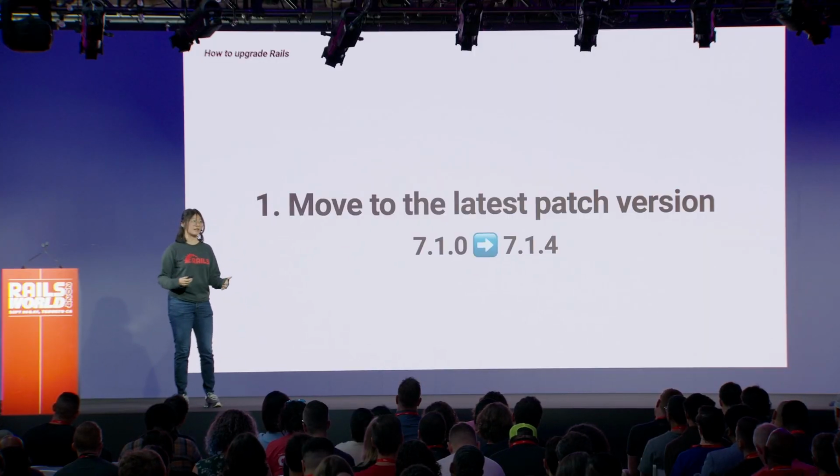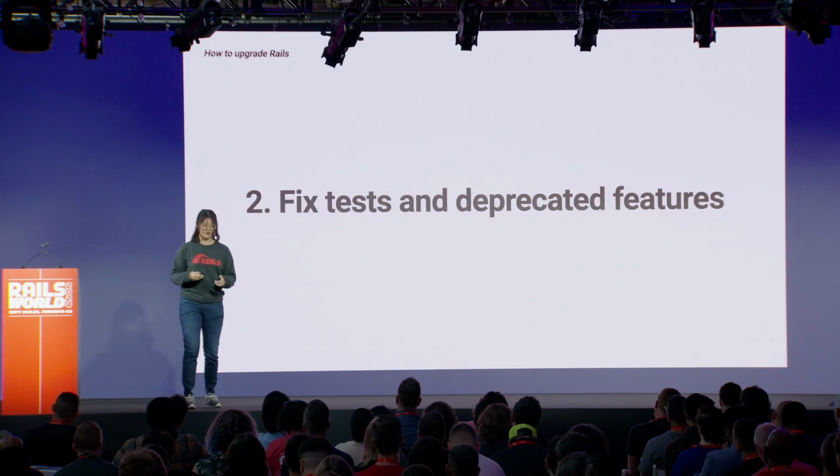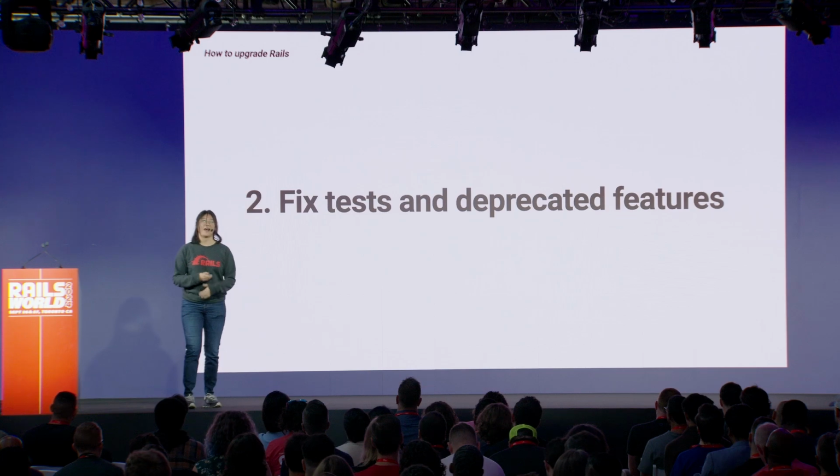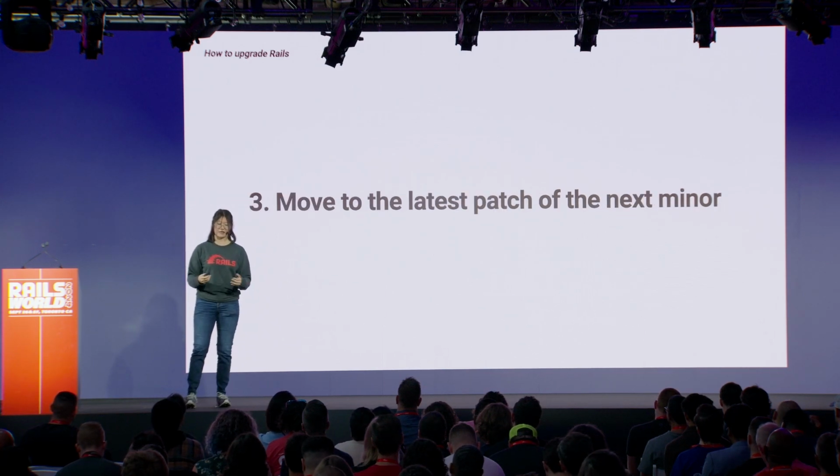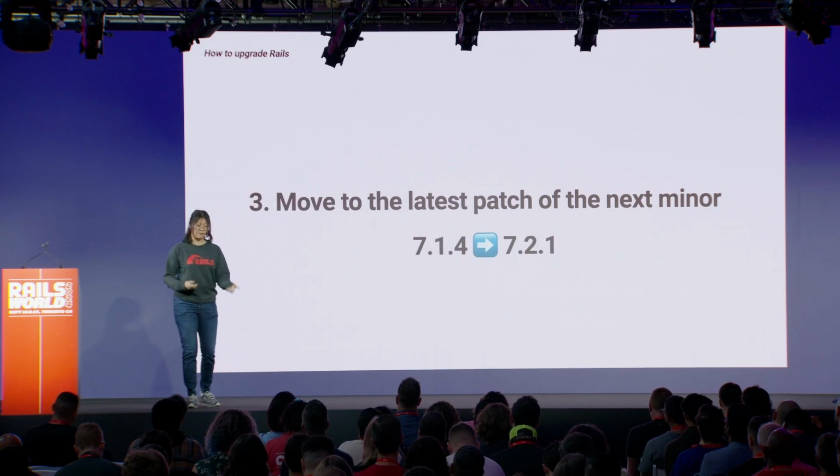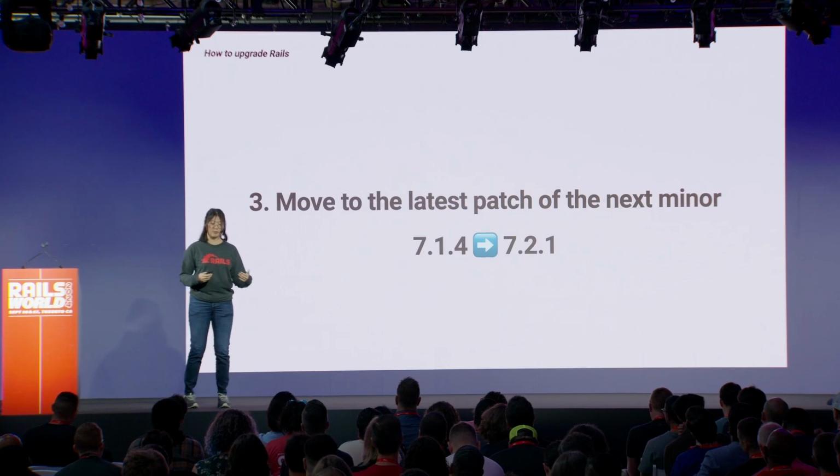Make sure you meet the minimum Ruby version required for Rails 8. That will be 3.1. And the first step of the actual process is to move to the latest patch version after your current version. So if you're on Rails 7.1.0, you will want to move to 7.1.4. You can do this by editing the version in your app's Gemfile and running bundle update. Then you will need to fix tests and deprecated features, and then you would move to the latest patch version of the next minor version by bundle updating again. So if you're on Rails 7.1.4, you would want to move to 7.2.1.